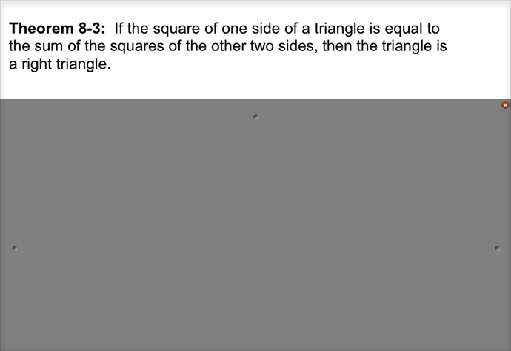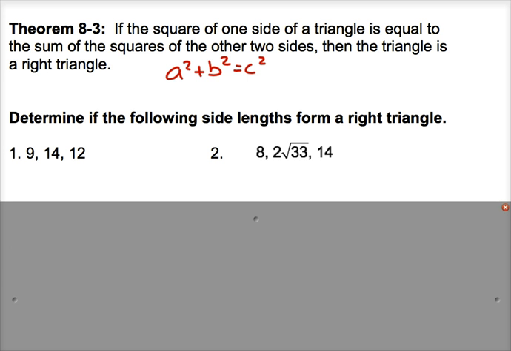Theorem 8.3. If the square of one side of a triangle is equal to the sum of the squares of the other two sides, then the triangle is a right triangle. So it's pretty much saying, if you take the numbers and substitute them into a squared plus b squared equals c squared, and the values work out, you happen to have a right triangle.